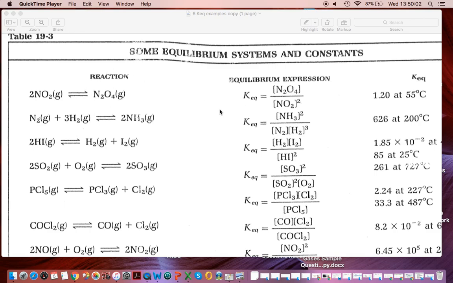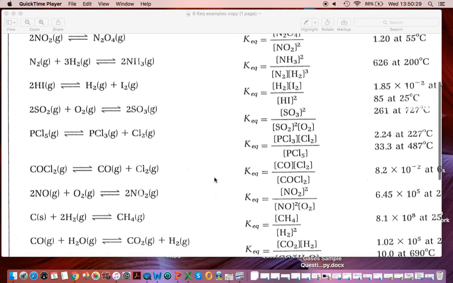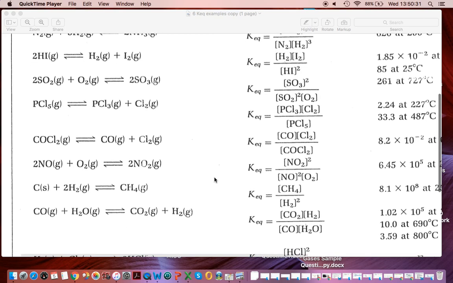So here we have N2O4, and there's no coefficient, so it's just N2O4. Here's our NO2, and that becomes a power of 2 because it has a coefficient of 2, so we've got to square it. This is one we'll run into a lot, the Haber process making ammonia. So there's NH3 squared with the coefficient. N2, no coefficient, so it's just the power of 1. H2, the power of 3. So we just continue like that, and you'll see they all match up.